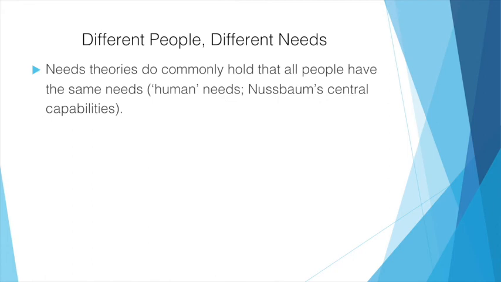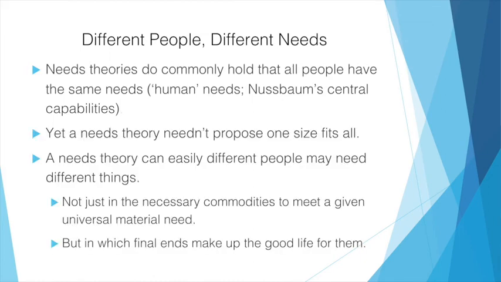However, while needs theories do commonly hold that all people have the same needs, it's simply not true that a needs theory must propose that one size fits all. We can easily allow that different people need different things, not only in terms of resources required to achieve given ends, but also that they have different ends they need to pursue in their lives. This seems a natural thing to say if we're not in the grip of the preconception that needs are identified with minimal basic needs. It can easily be accepted that the necessary constituents of a good life vary across persons.